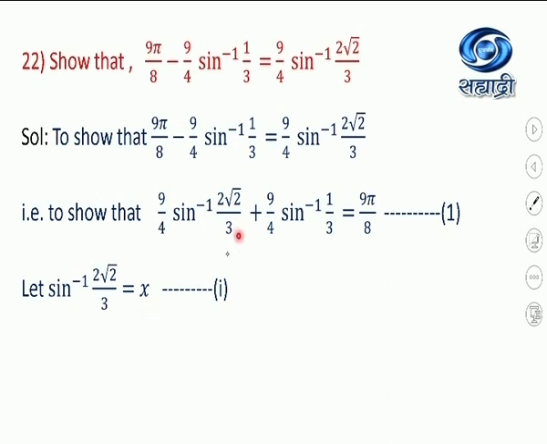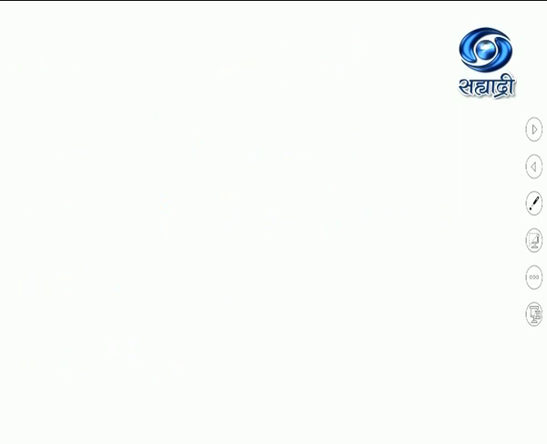We are finding the value of this term. Sine inverse of 2 root 2 upon 3 is equal to x. So sin x is equal to, by definition, 2 root 2 upon 3. Here we will have to give the condition x is less than pi by 2 and greater than 0.